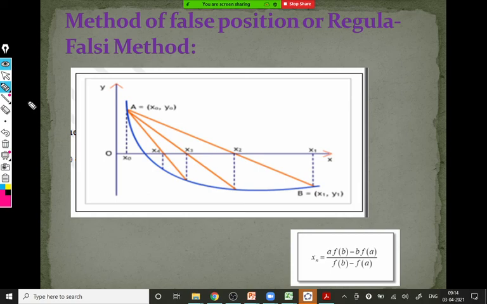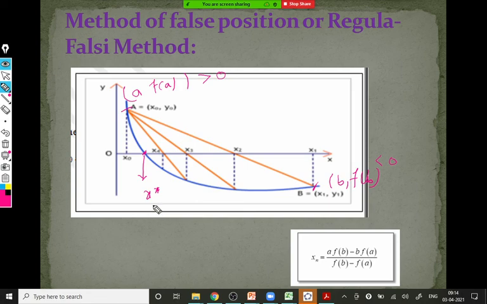Suppose we have 2 points. This is a, f of a, that is the first point, and let me take the second point as b, f of b. Now what is f of a? f of a is greater than 0, and f of b is less than 0. I already said that f of a and f of b should have opposite signs. As f of a and f of b have opposite signs, the root is in between. This is actually the main root, x star. x star is the correct root of that f of x.